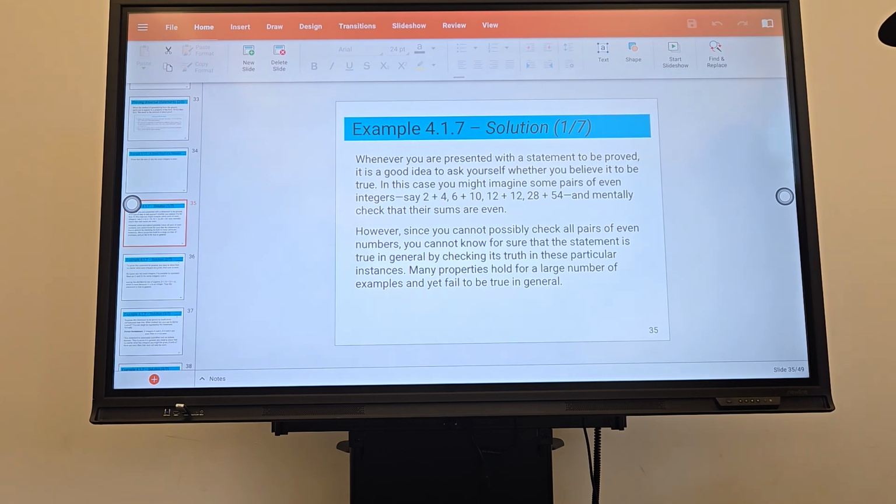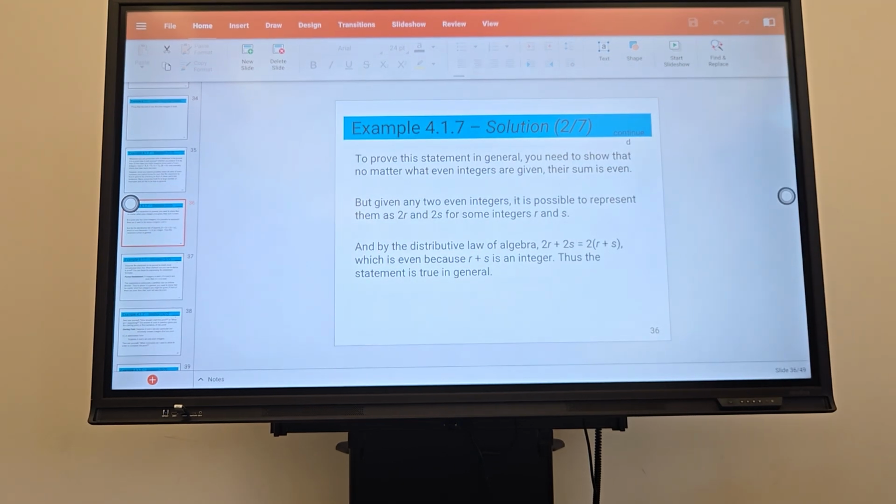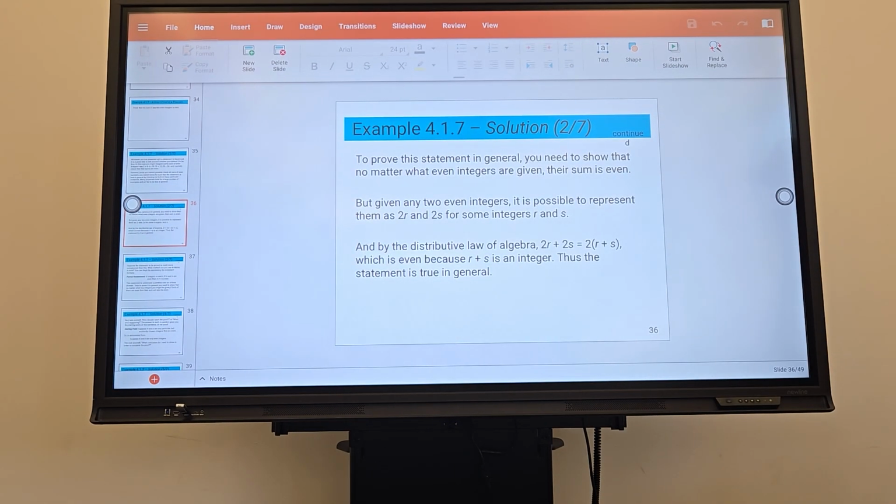Even properties that hold for a large number of examples can still fail to be true in general. So you need to show that no matter what even integers are given, their sum is even. Given two even integers, it's possible to represent them as 2r and 2s. By the distributive law of algebra, their sum is also 2 times the quantity r plus s, which is even because r plus s is an integer. Thus, the statement is true in general.